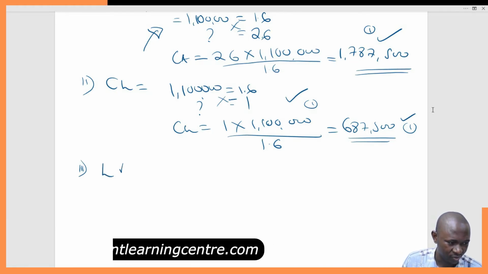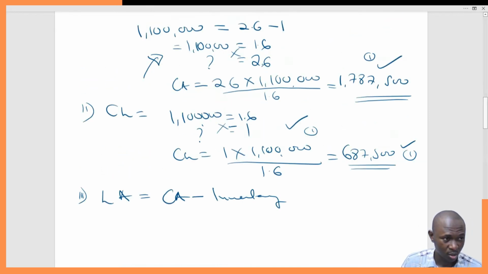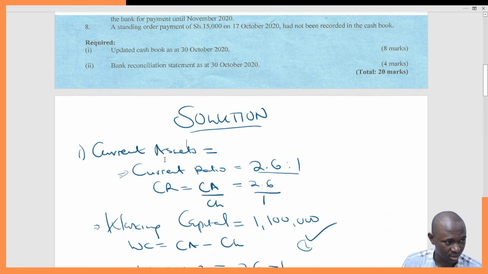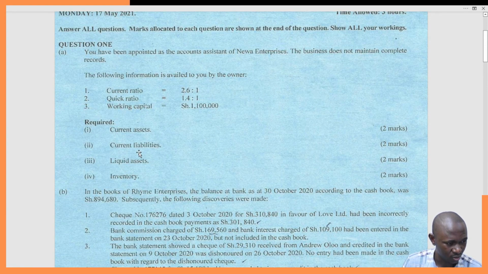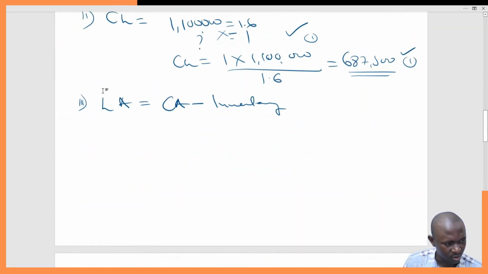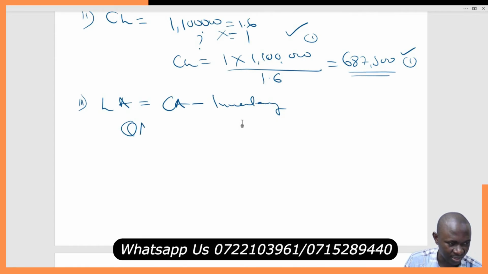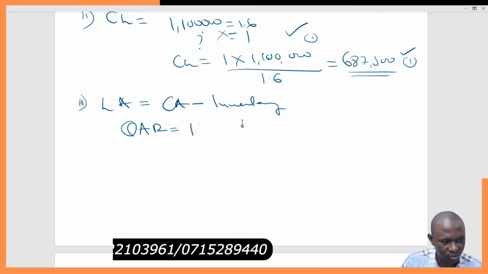Normally the liquid assets formula is current assets minus inventory. You can also say minus prepayments and the like. But in this question, I think its interest is just on inventory, so it's up to inventory level, and we'll just stop at that. So liquid assets equals current assets minus inventory. We'll get this answer from the quick asset test ratio, and the ratio is 1.4 to 1.